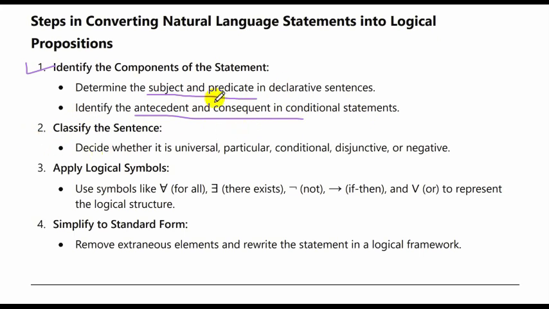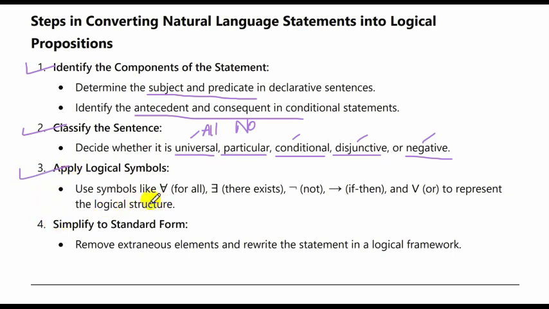Next, once we identify the components of the statement, we have to classify the sentence, whether it is universal, particular, this is all or no, and so on. Or is it conditional, disjunctive, or negative? If then, or, not. Negative is for not. Then once we identify the components and classify the sentence as universal or particular, we apply the logical symbol.